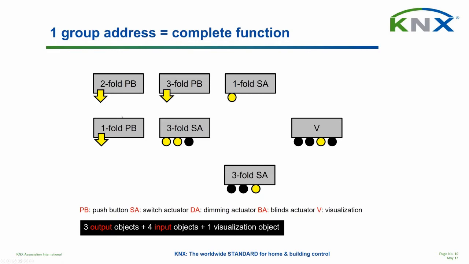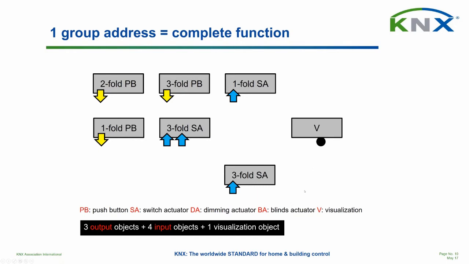For input objects, so what is remaining here is, so I see three switch actuators, but in total indeed 4 objects. So therefore the 4 objects of the switch actuators are input objects, so they get their updates from the bus. So therefore the arrow goes from the bus into the device.